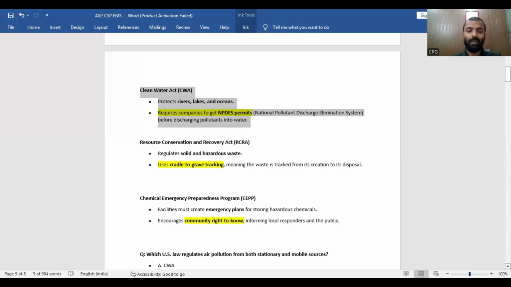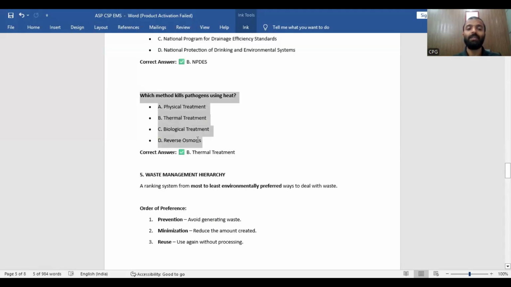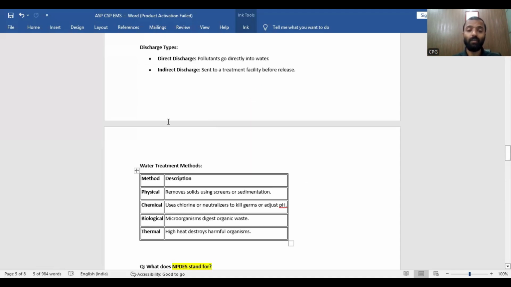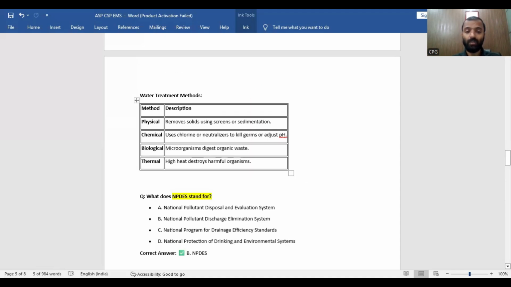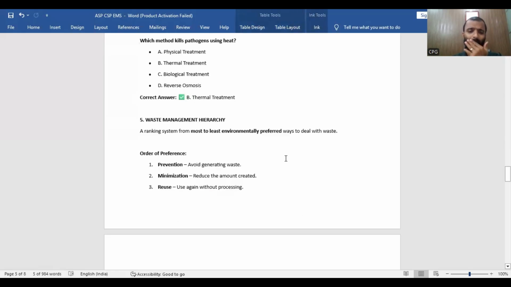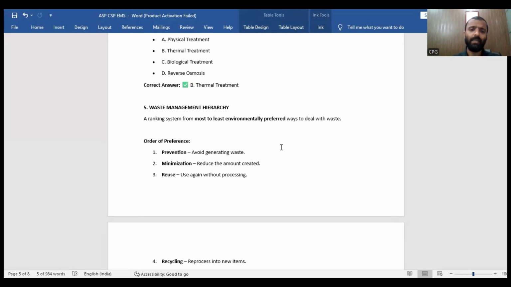Water pollution, NPDES. Which method kills pathogens using heat? Using heat, it is thermal treatment. Already we have discussed here. There are 4 types of water treatment: thermal, biological, chemical, and physical. The name itself indicates it. Nothing to be memorized by heart in that.